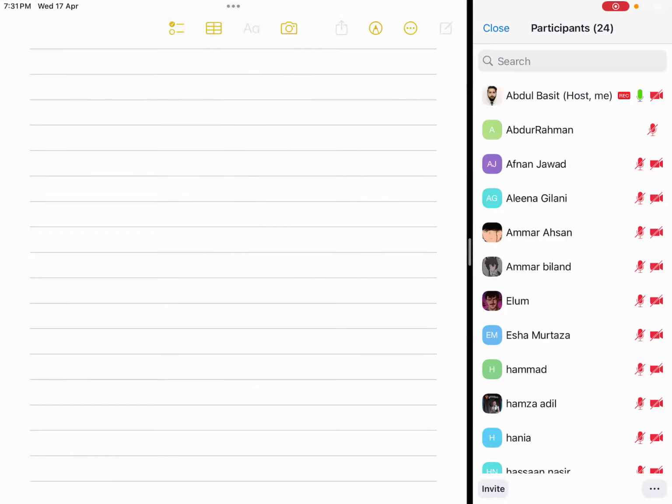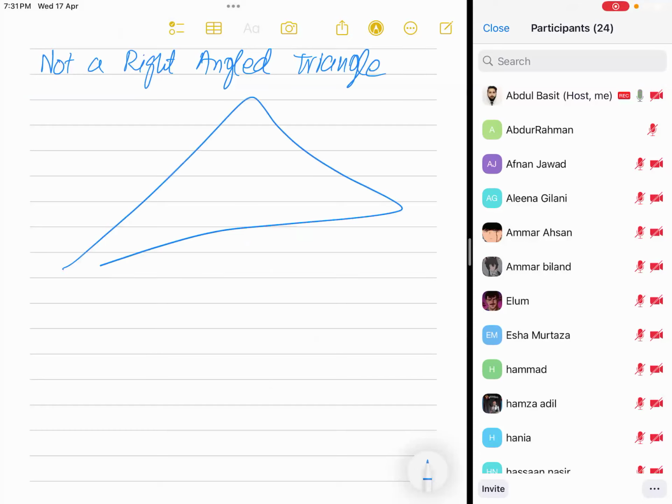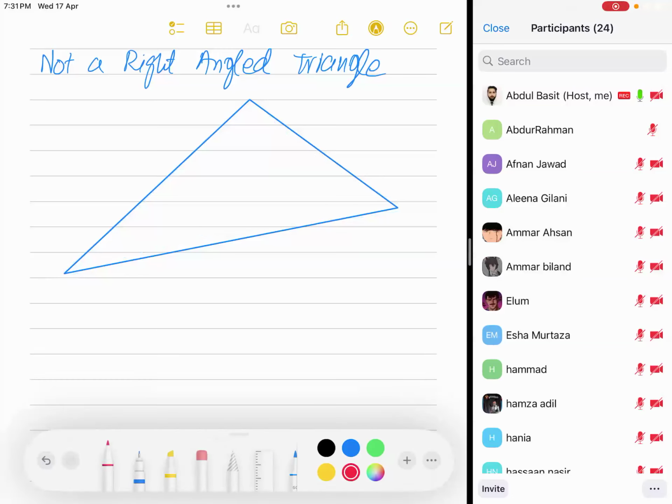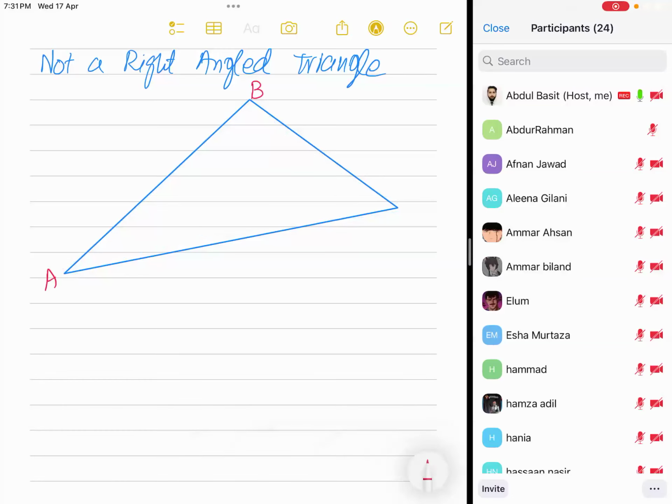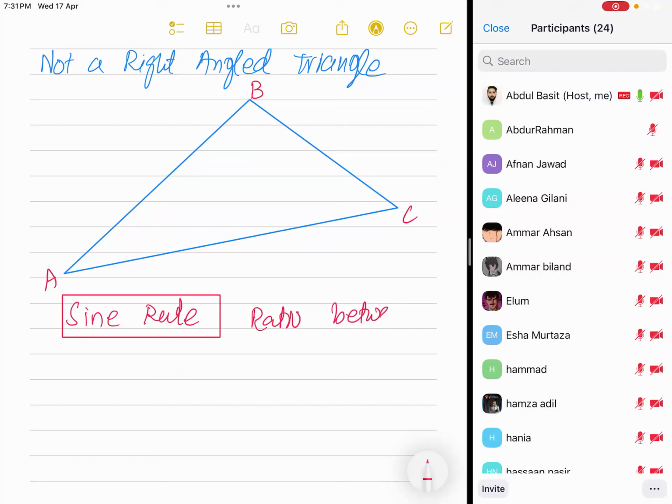ठीक है जी. ओके बेटा, now we are going to study trigonometry of not a right angled triangle. A right angled triangle and a not right angled triangle have some differences. For example, this is A, B, C. There are only two rules. One is sine rule. Sine rule is the ratio between two sides and two angles. Important for both the syllabus.